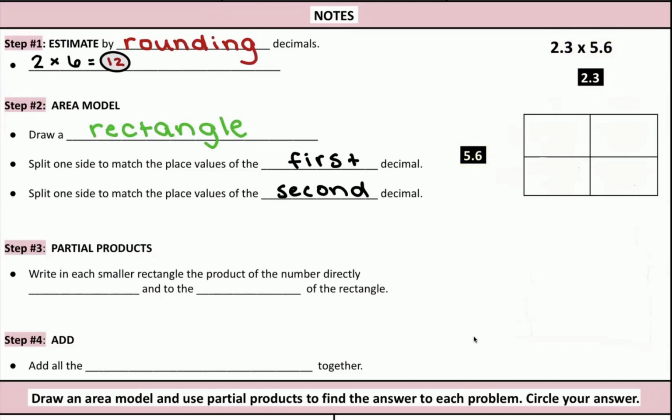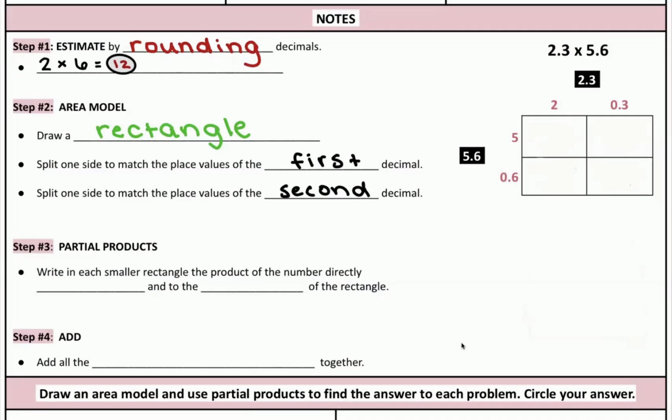Now, we are going to split up each of our decimals into partial numbers. Okay, so 2.3, we can split up into 2 and 0.3. And 5.6, we can split up into 5 and 0.6 or 6/10.